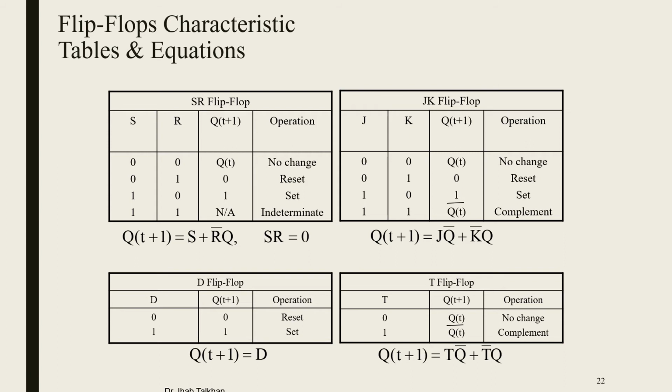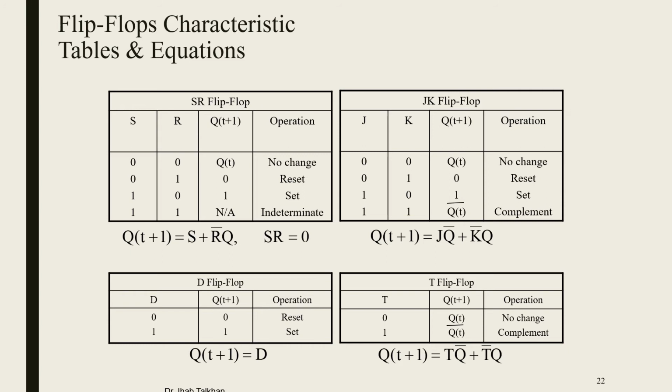For the D flip-flop, as you can see from the table, when D equals 0, you get Q of t plus 1 equals 0, which is reset. When D equals 1, you get Q of t plus 1 equal 1, which is set. This is the characteristic table of D. For the T flip-flop, when T equals 0, Q of t plus 1 equals Q of t with no change. When T equals 1, Q of t plus 1 equals Q of t bar, which is the complement. This summarizes the characteristic tables and the equations for the 4 flip-flops.